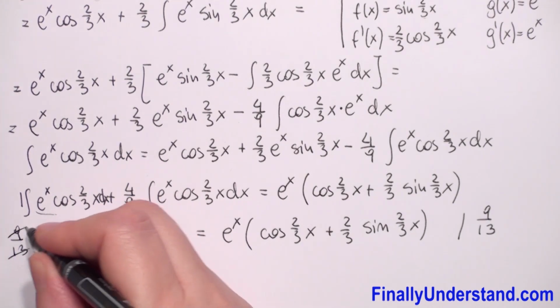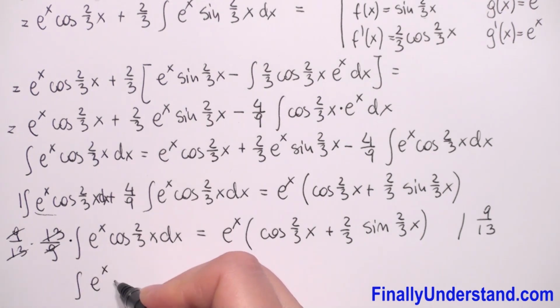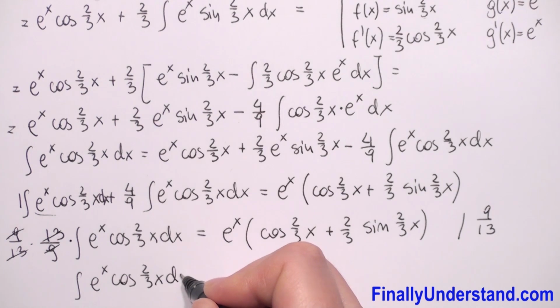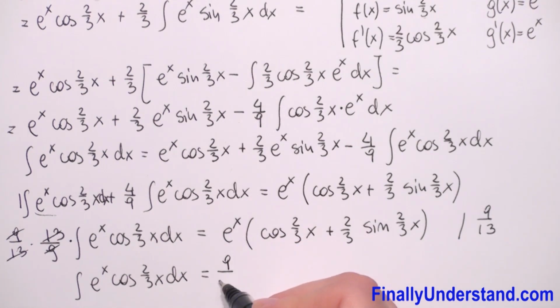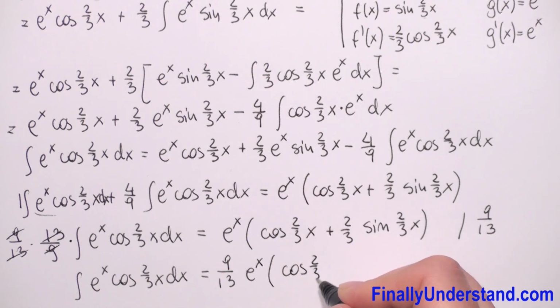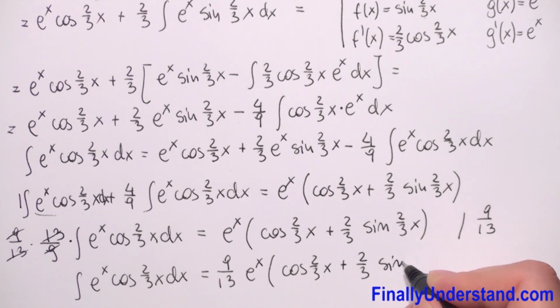So we can reduce, and we have the integral of e to the power x cosine of 2/3 x with respect to x is equal to 9/13 e to the power x, and in parentheses we have cosine of 2/3 x plus 2/3 sine of 2/3 x. This is my solution.